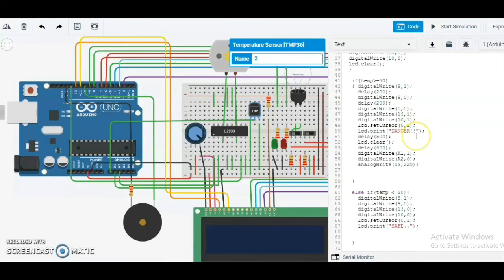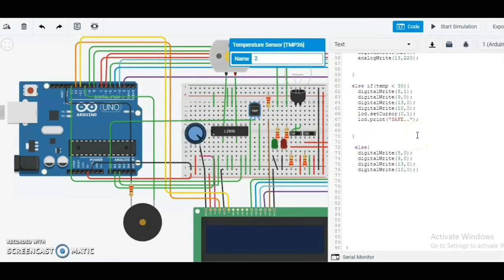At the same time, the system will activate the DC motor. The DC motor can be a fan or anything to reduce the temperature until the temperature is less than 30. When the temperature is less than 30, the green LED will be on. The LCD will show safe. That means the device or the machine is in good condition. So let's start.